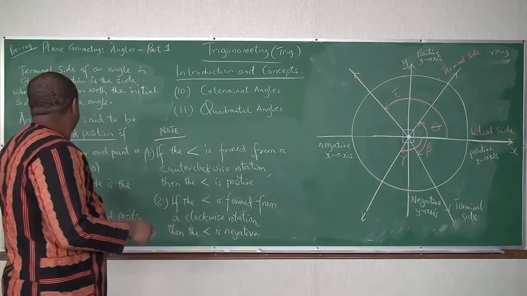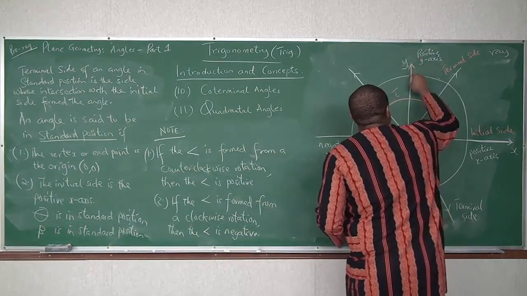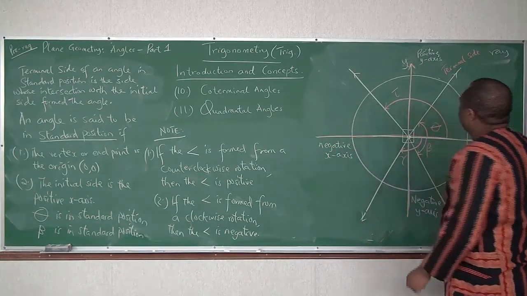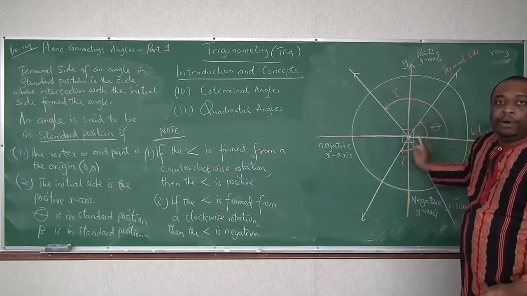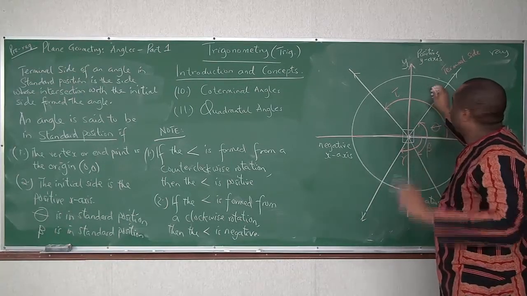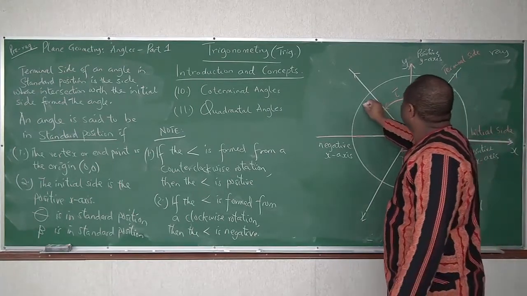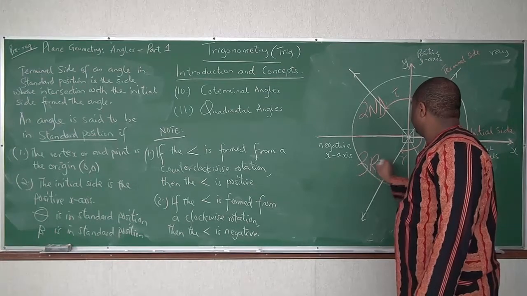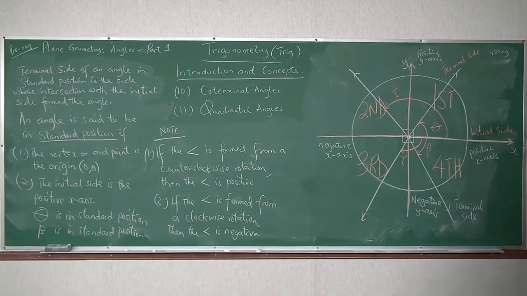The next thing we do now is this. Let's go back to the quadrants. Remember that this is your quadrant. Here, remember we measure positive angles counterclockwise, so we are starting with positive. This area is what we call quadrant one, the first quadrant. This is called the second quadrant. Here is the third quadrant. And here is the fourth quadrant.